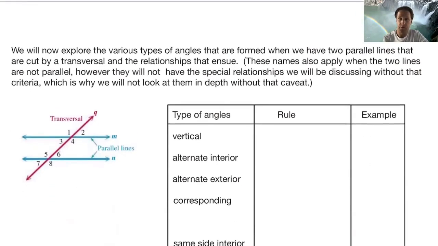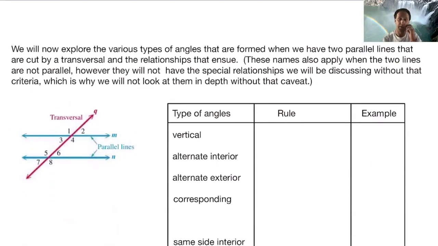This first part of the notes is going to be talking about the different types that we're going to start with. And again, these can be done without parallel lines, but they don't hold as special of versions of the angles. When we look at them this way, it works out a lot better. So we're going to deal with parallel lines.